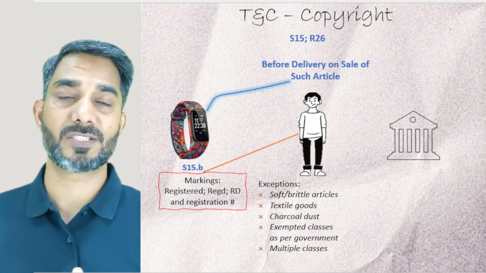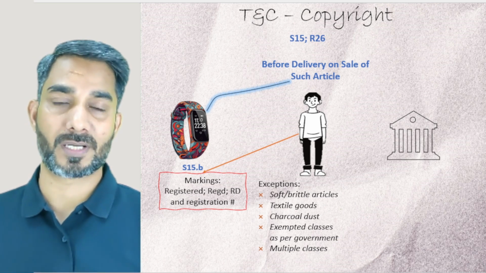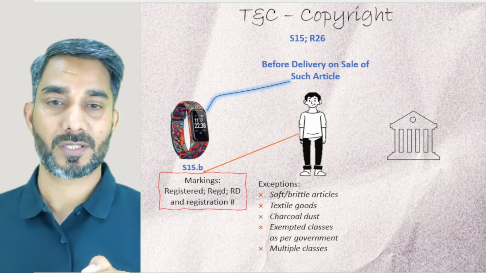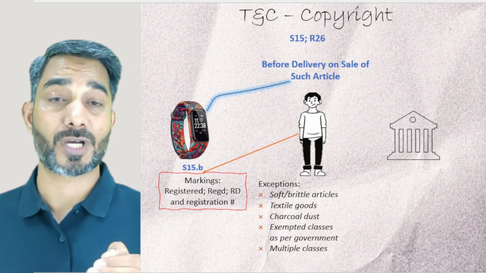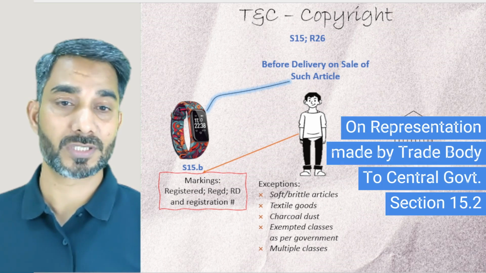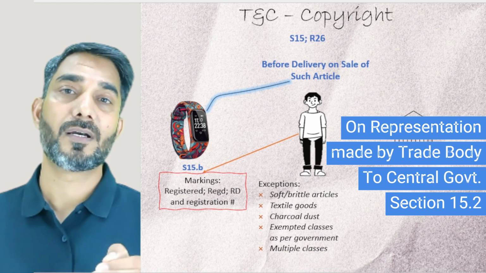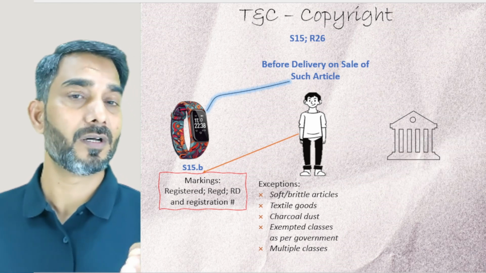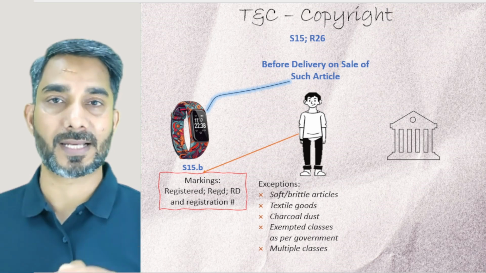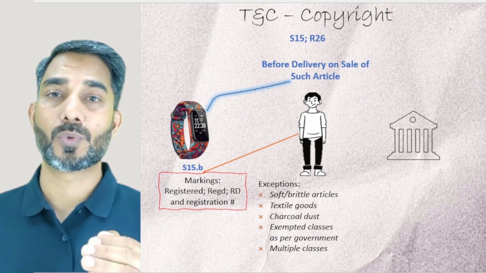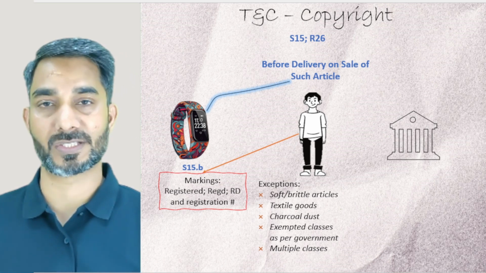Now, there are a few exceptions in which cases you may not need to do this. If there are soft or brittle articles, you may not need to do this. Similarly, for textile goods, charcoal, dust made goods, and there are a few exempted classes issued by the government for which you don't need to make such markings, or for multiple classes of articles you don't need to put registration numbers for all the design registrations.